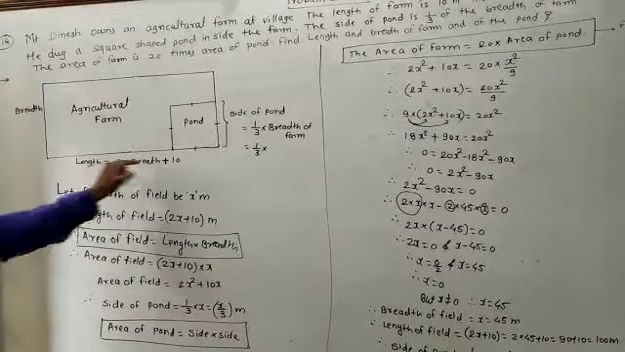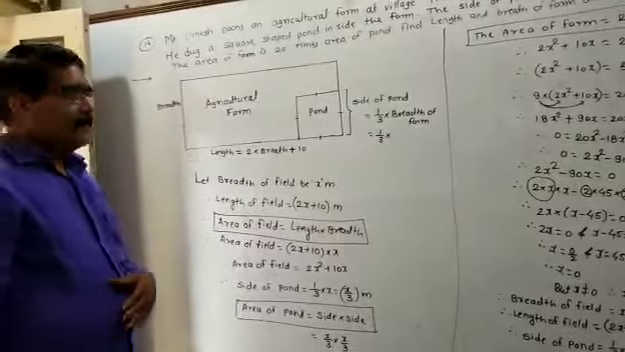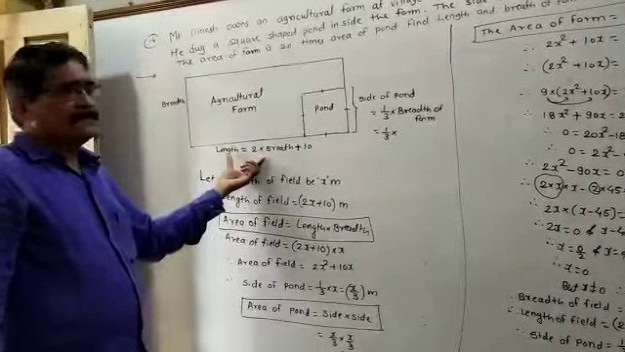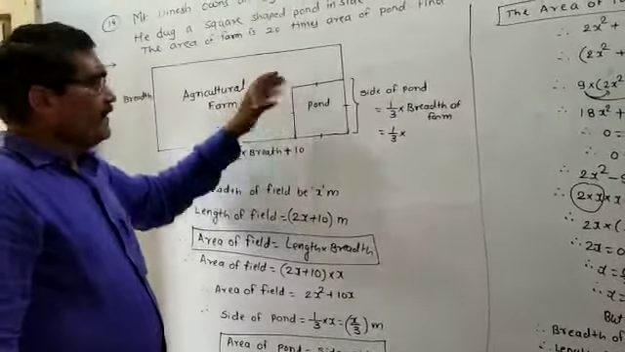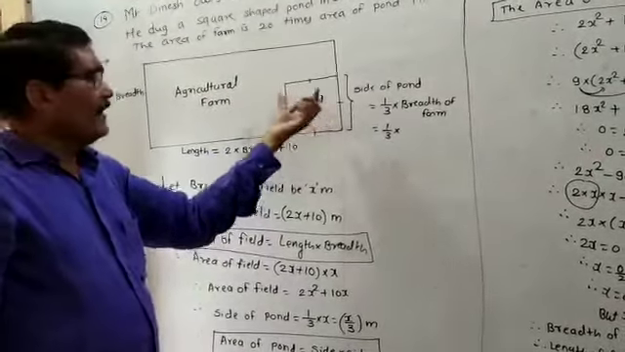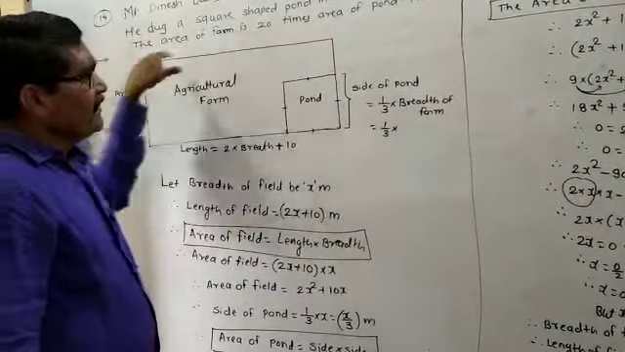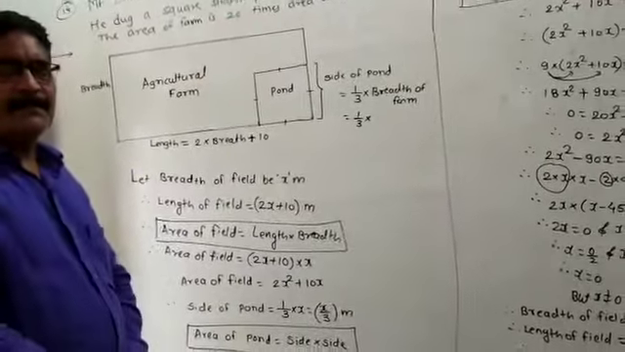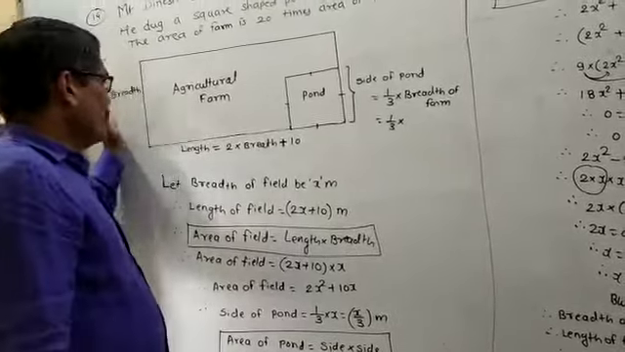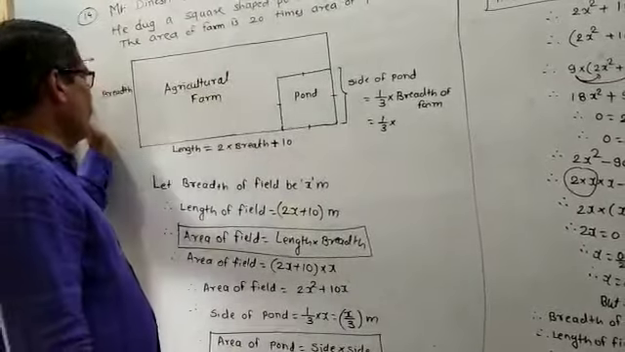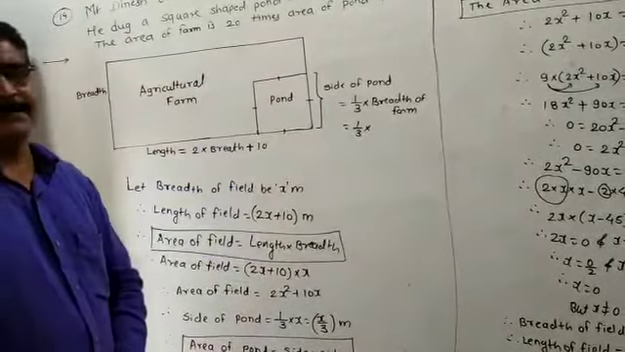This is the agricultural farm he purchased, he owned. This is the breadth, this is the length, and on that, for rain harvesting, he made the pond, but that pond is of square shape. The farm is of rectangle shape and the pond is of square shape. And the relation between the breadth of the pond, length of the pond, breadth of the agricultural land, length of the agricultural land, and the side of the pond is given.